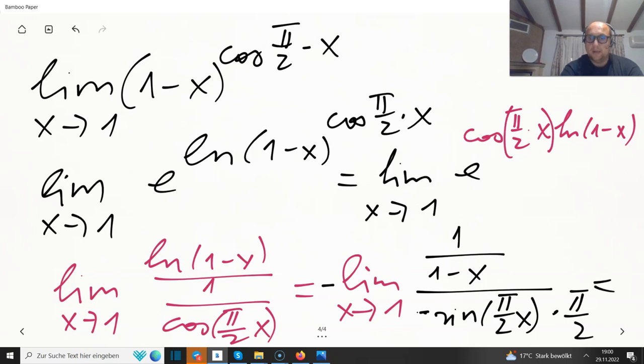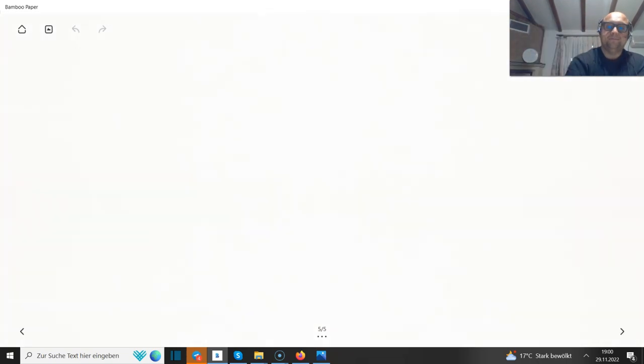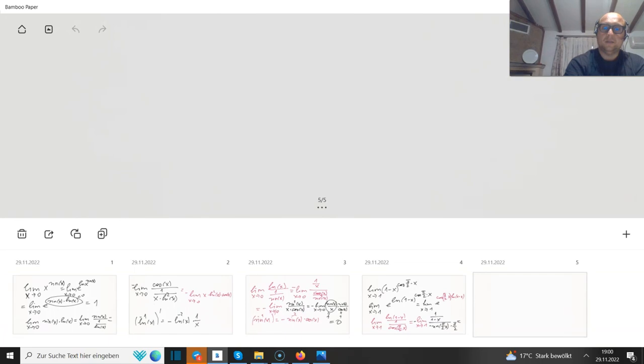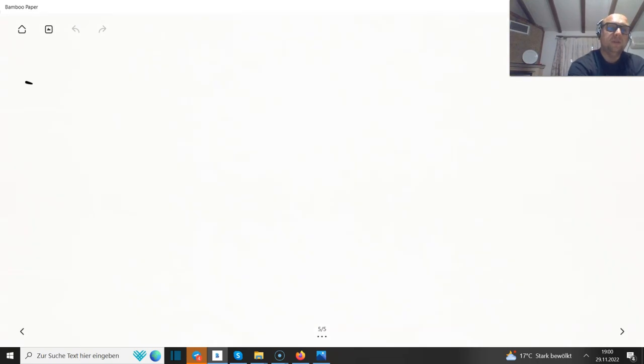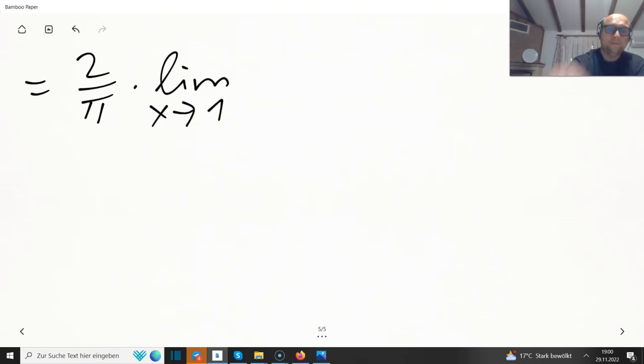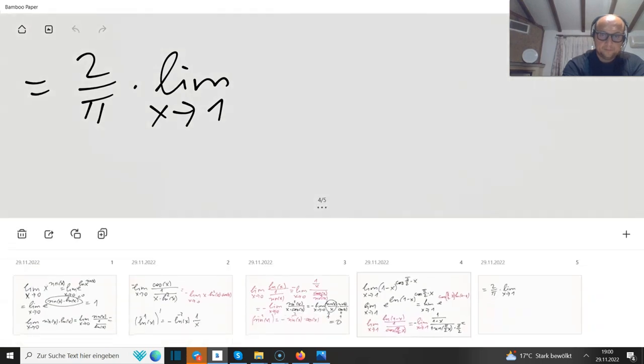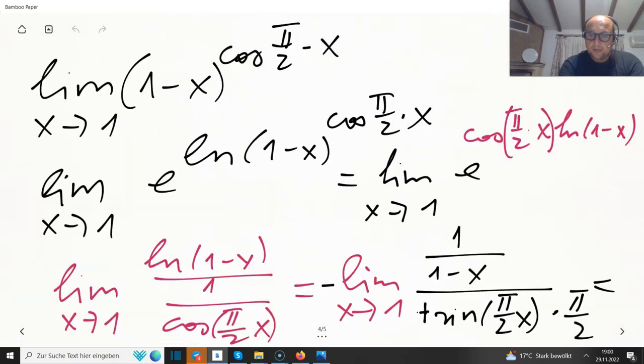Okay, let us rewrite it. I think I was kicking the minus out and then rewriting it again. That's very nice. So pi divided by 2 means 2 divided by pi in front of the limit. Then we have a limit x towards 1. How can we rewrite it?